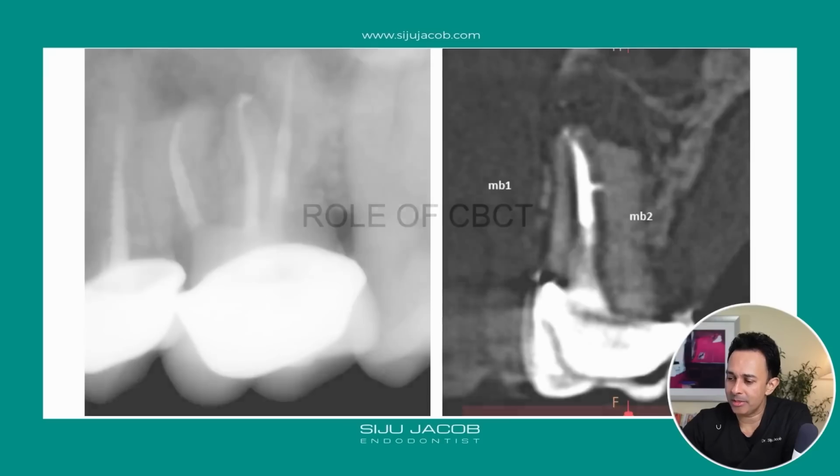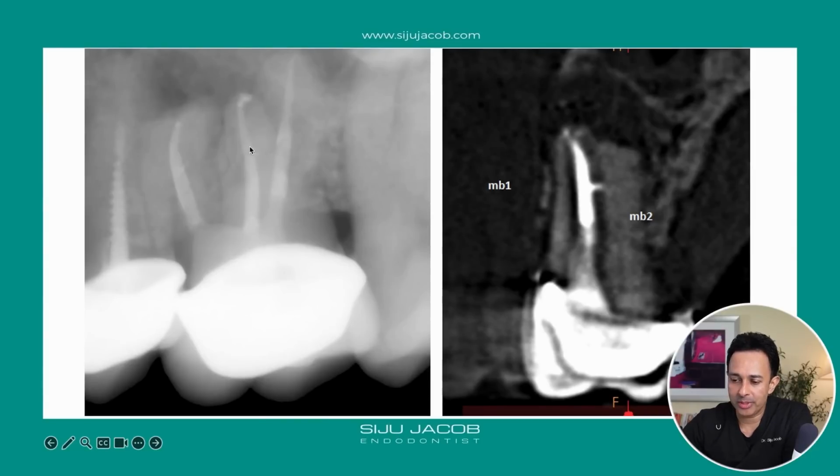CBCT is a really important tool that we can utilize when you're looking for missed canals, and MB2 is no exception. So whenever possible, in fact, in our opinion, we should always take a CBCT in retreatment cases so we can look for missed canals. And you can see here, this is a case where all 3 canals looked really well filled, but the cone beam CT tells us that the missed canal is actually an MB2 with a separate portal of exit.